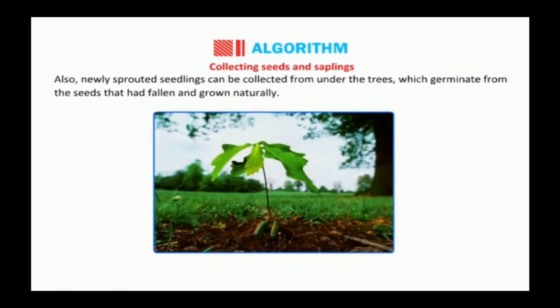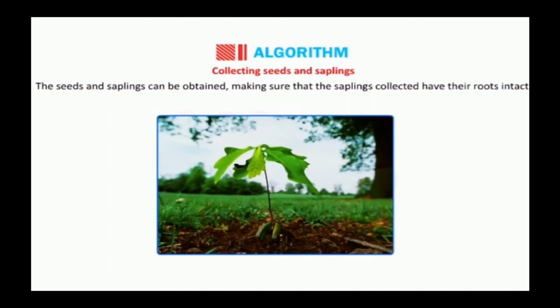Also, newly sprouted seedlings can be collected from under the trees, which germinate from the seeds that had fallen and grown naturally. The seeds and saplings can be obtained, making sure that the saplings collected have their roots intact.